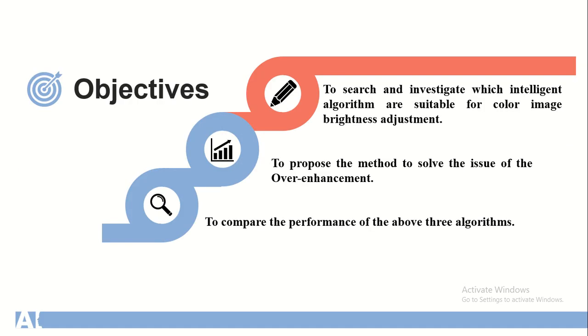For objectives, firstly, to search and investigate which intelligent algorithms are suitable for color image brightness adjustments. Secondly, to propose a method to solve the issue of over-enhancement. Thirdly, to compare the performance of the above three algorithms.